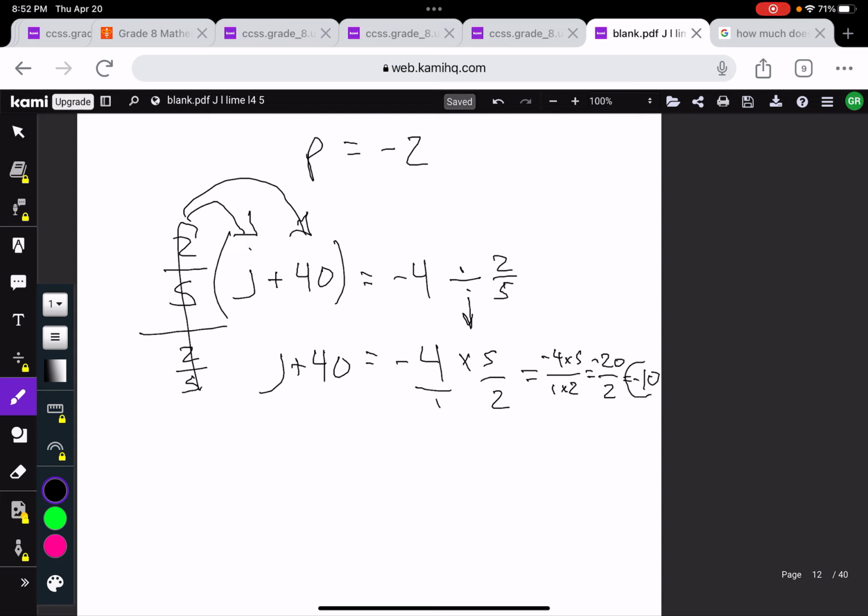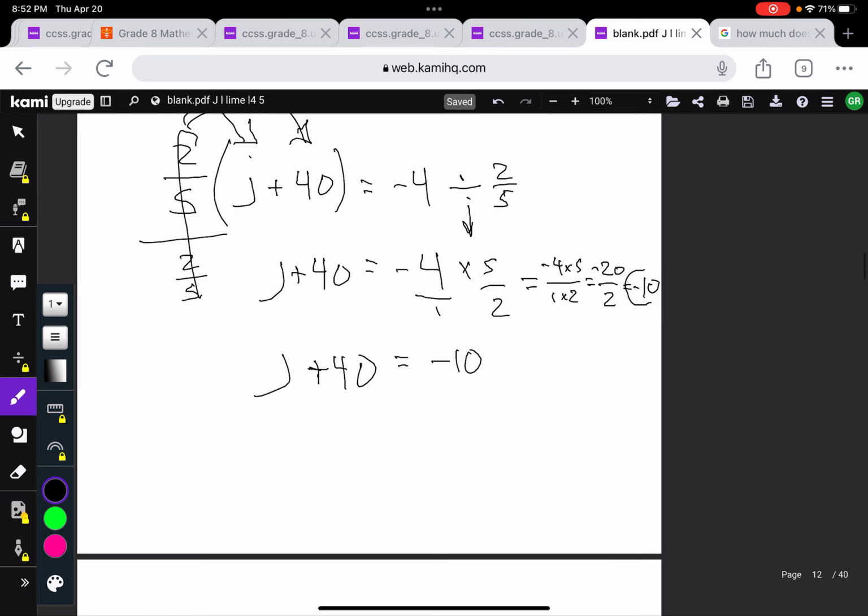After all that, I have j plus 40 equals a negative 10. I shouldn't have circled that. So now what? Something plus 40 equals a negative 10. If I take off 40 from that something, 40 minus 40 cancels. That's 0. Remember I'm balancing it. If I take it off one side, I've got to take it off the other. So a negative 10 minus 40. That's the same as a negative 10 plus a negative 40.